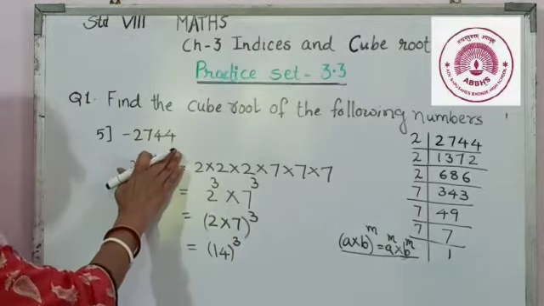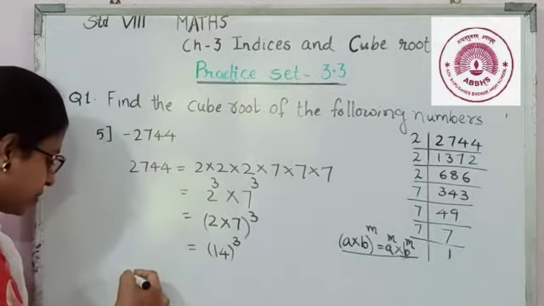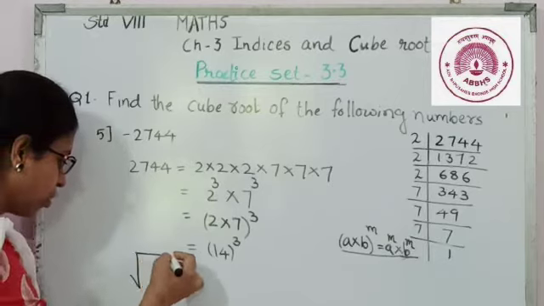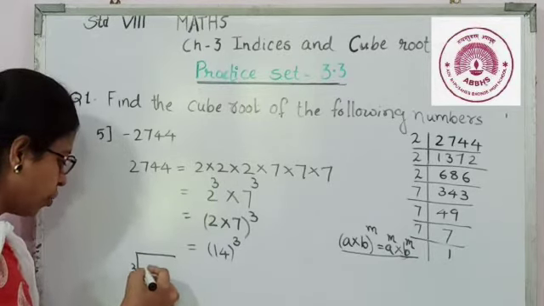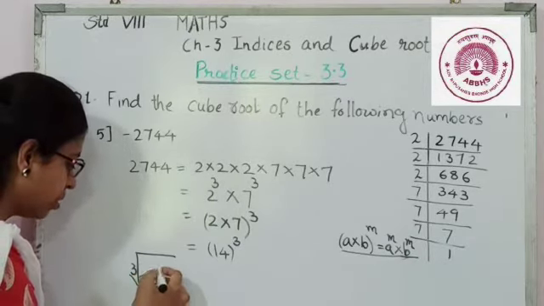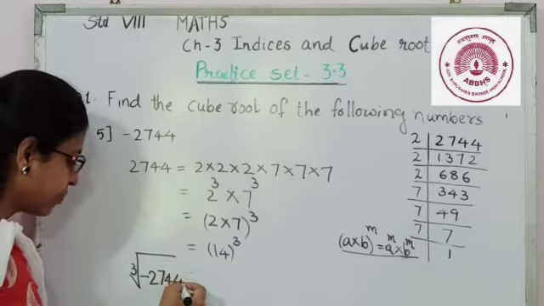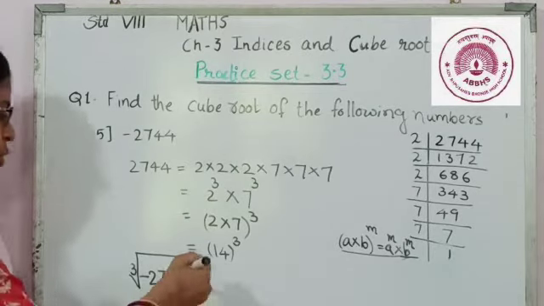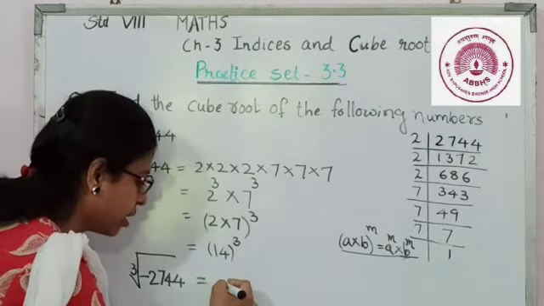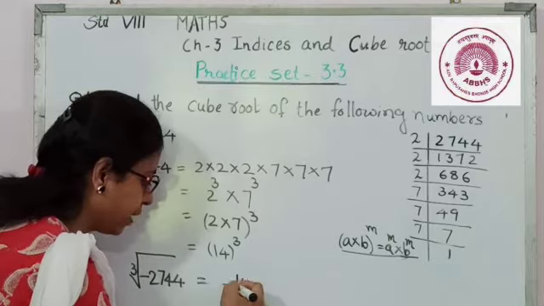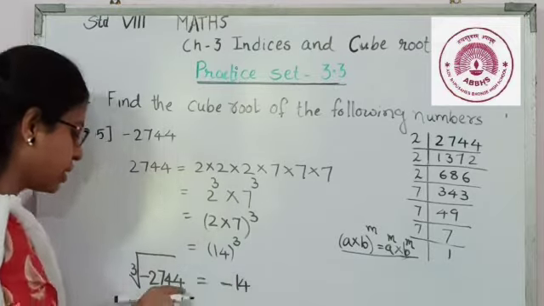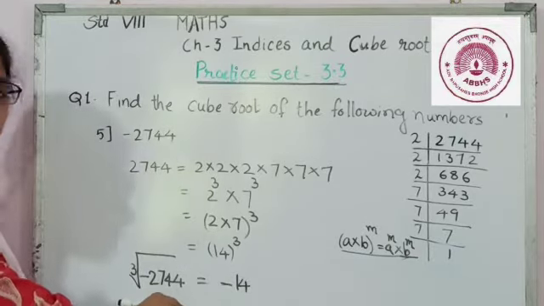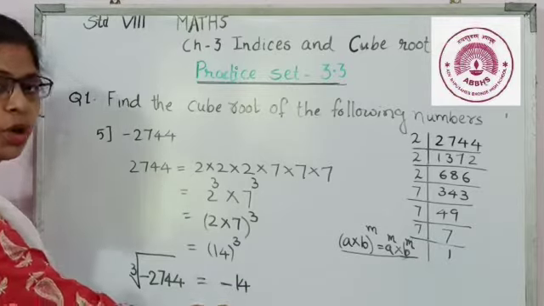Now we are finding the cube root of this number. So let's take it inside the radical sign or cube root sign. So cube root of negative. See here, the negative number is there, and we know the cube of a negative number is always negative. So here you can write negative 14. Why is it negative? Because the given number was negative, so our answer is also negative.